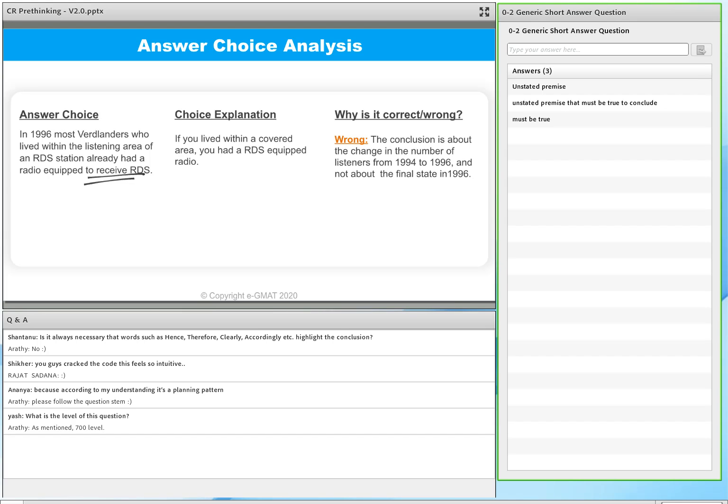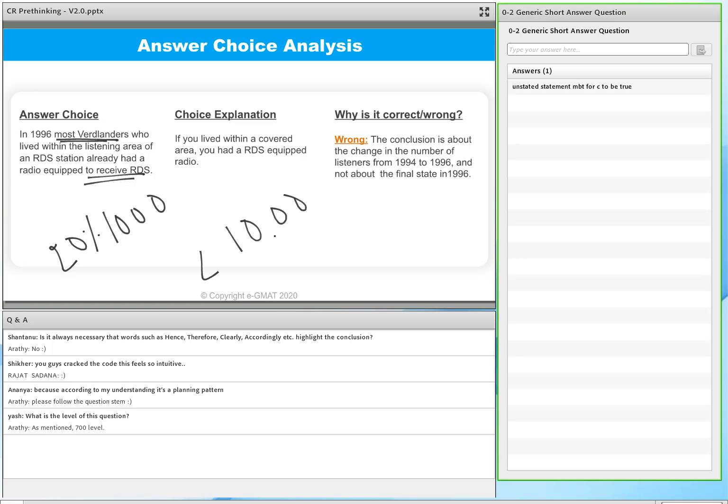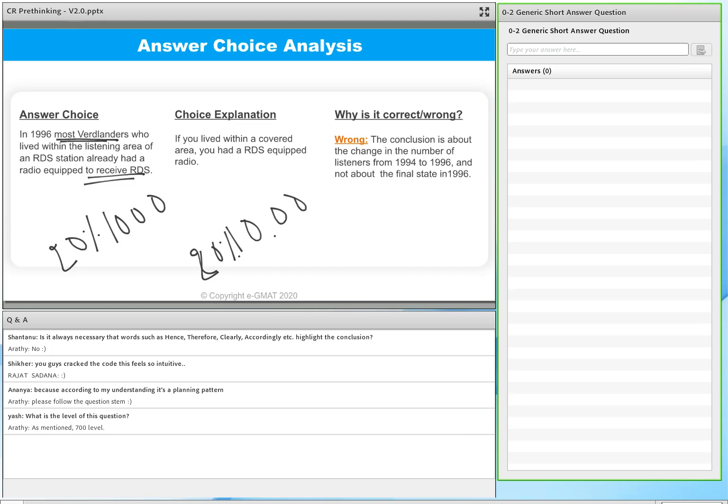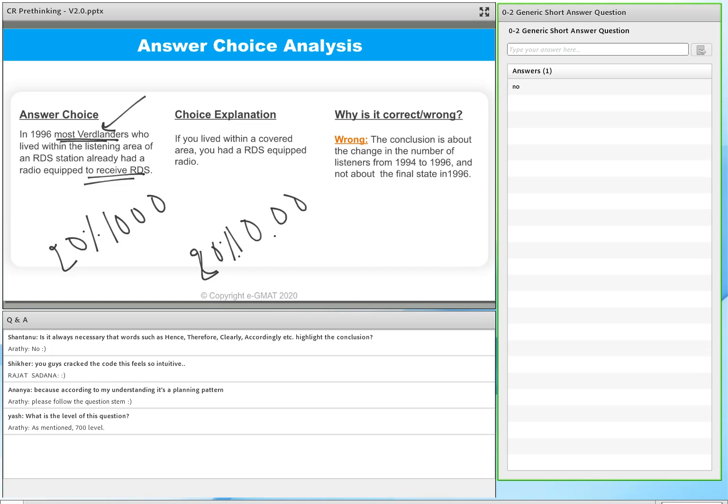Okay. Now, here is a question that I have to ask you. For the number of Worlanders to remain the same, which means let's say in 1994 if I had 1000, and in 1996 that number is to remain 1000 as well, is it required that most Worlanders already have an RDS radio? What if 20% had an RDS radio in 1994 and the same 20% had an RDS radio in 1996? Is that required? Is this most required? No. That most is not required.